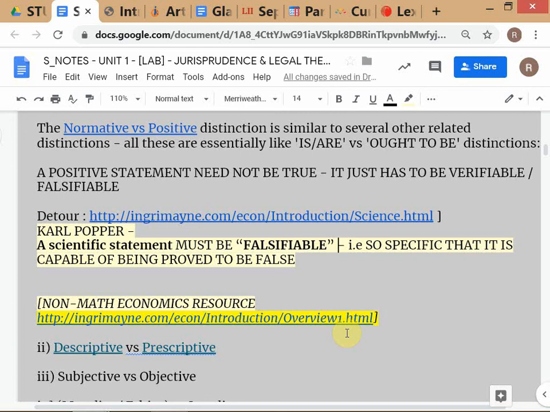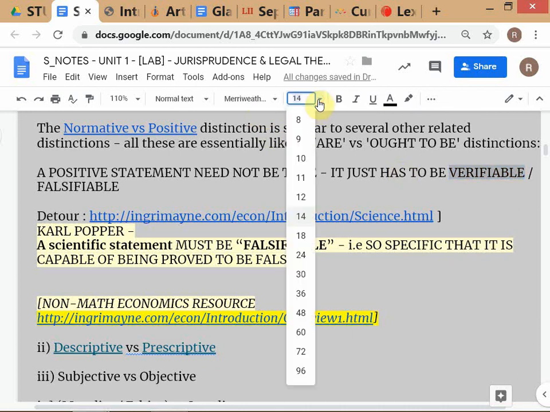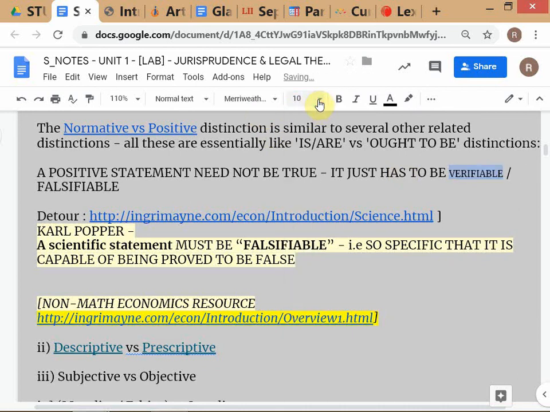Now you understand what is meant by a scientific statement? That it has to be falsifiable. The exact word we are looking for is falsifiable. It should not be verifiable. I should not put verifiable here, because we moved away from verificationism. Verifiable is very different. In the case of a positive statement we can have this, but in the case of a scientific statement it is falsifiable.